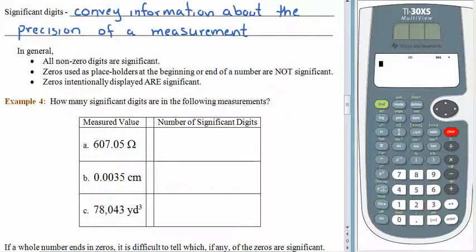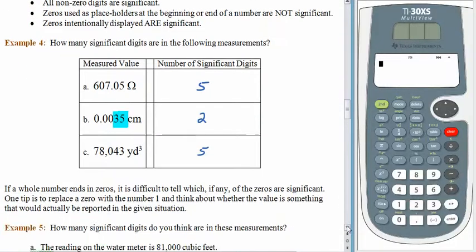So the idea is that in number A here, this 0 is in the middle and this 0 is in the middle. Both of these are significant because they're not at the beginning or the end of a number. This value would have 1, 2, 3, 4, 5 significant digits. The second one here only has 2, right there. The other zeros are just placeholders. And the one down here, well, what do you think? Yes, that has 5. The 0 in the middle doesn't matter. So 1, 2, 3, 4, 5. Also 5 significant digits.